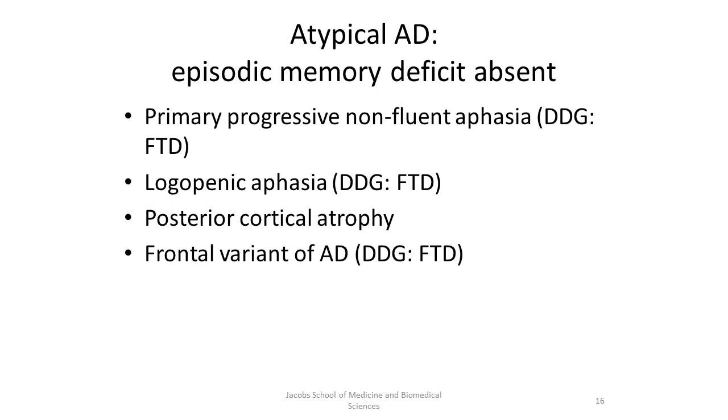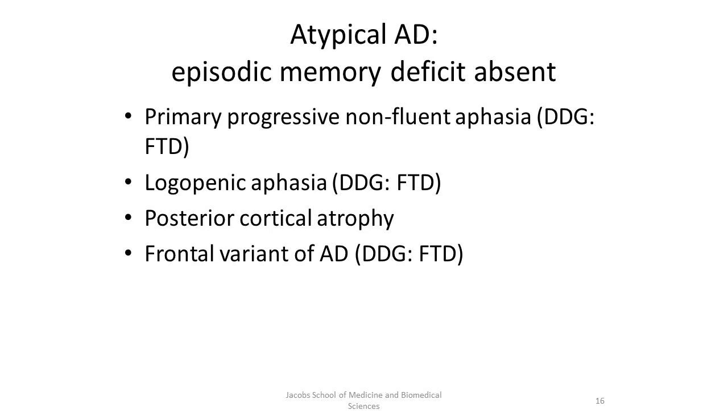And then you always have to keep in mind atypical Alzheimer's disease. That's when the episodic memory deficit is absent. So it can be primary progressive non-fluent aphasia. For the differential, it's frontotemporal dementia, frontotemporal lobar degeneration. You can have logopenic aphasia in Alzheimer's, differential diagnosis to frontotemporal dementia. Posterior cortical atrophy, when it's really visual perception that's impaired. They are legally blind. They see, but they look, but they don't see.